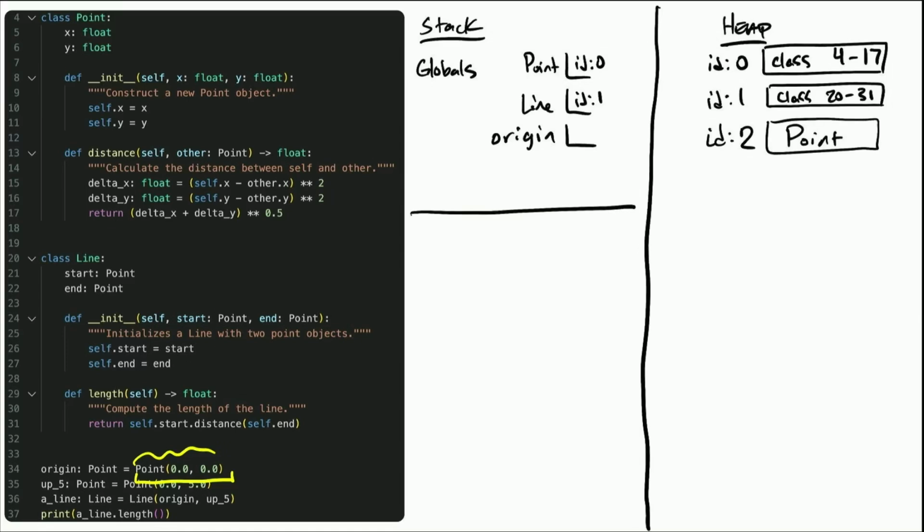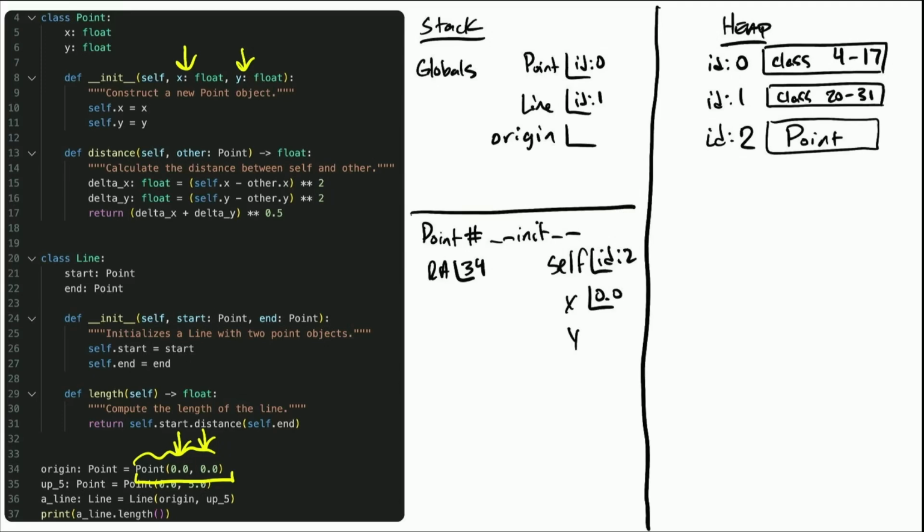And then we call this init method. And so point init, and we have return address of line 34. We have a self of ID 2. And we have 2 arguments that we're passing in, right? So if we look closely here, we have 0.0 and 0.0. Those arguments correspond to x and y parameters respectively. So x, 0.0, y, 0.0. Right, so 2 floats. And we're ready to jump into this definition.